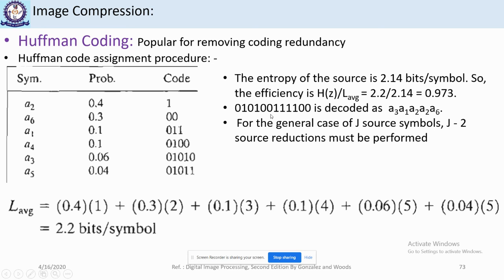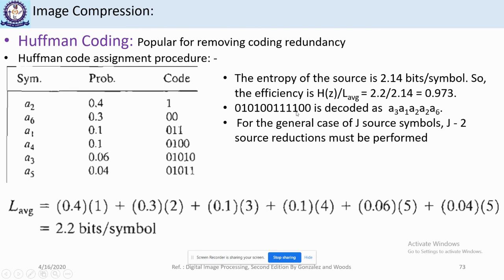After that we have 0 1. There is no symbol for 0 1. Then we have 0 1 1, and corresponding to 0 1 1 we have A1. So we have got A1 here. Then we have 1, and corresponding to 1 we have A2. So we have got A2.